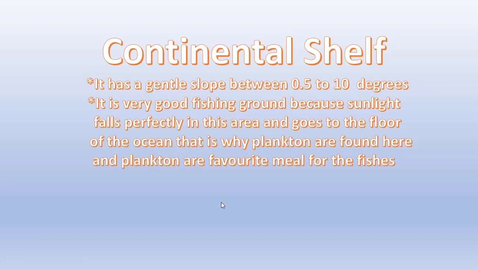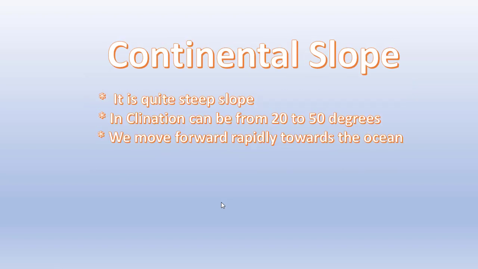Continental shelf. Continental shelf has a gentle slope between 0.5 to 10 degrees. It is a very good fishing ground because sunlight falls perfectly in this area and goes to the floor of the ocean. That is why plankton are found here, and plankton are a favorite meal for the fishes. Continental slope. It is quite a steep slope. Inclination can be from 20 to 50 degrees. From here we move forward rapidly towards the deep ocean.